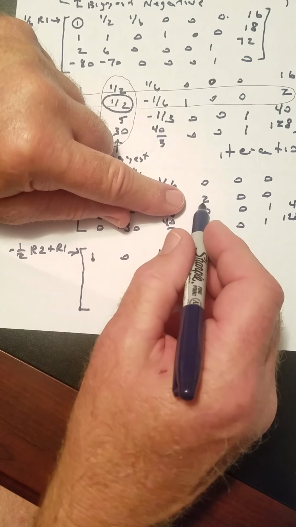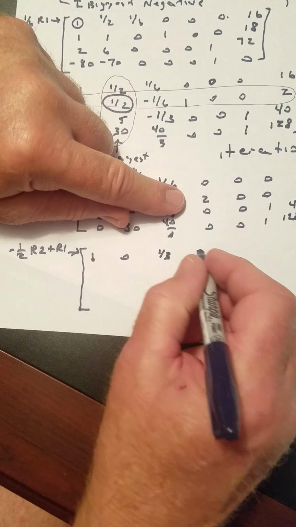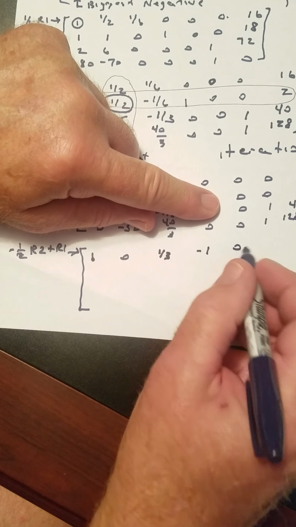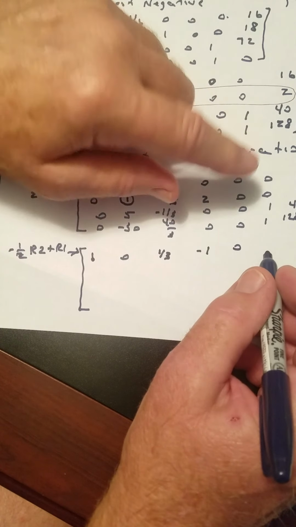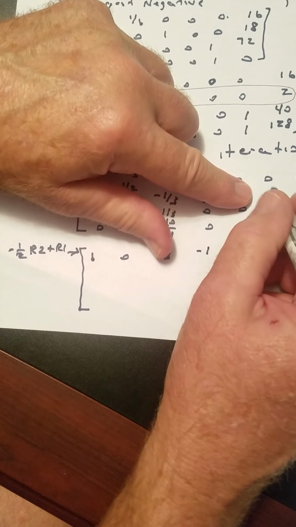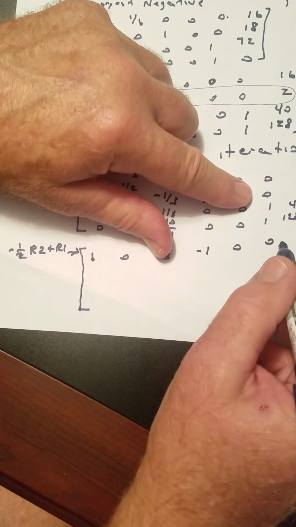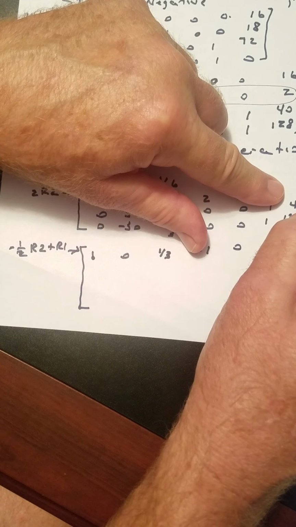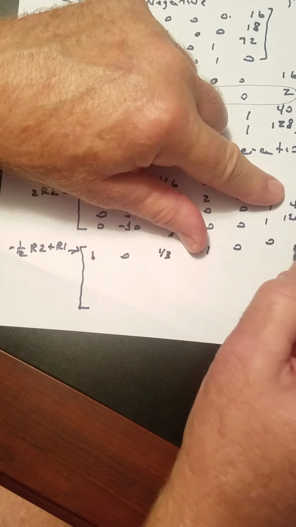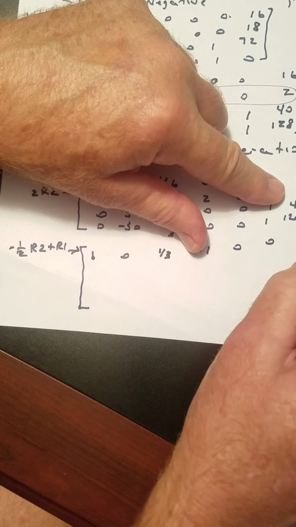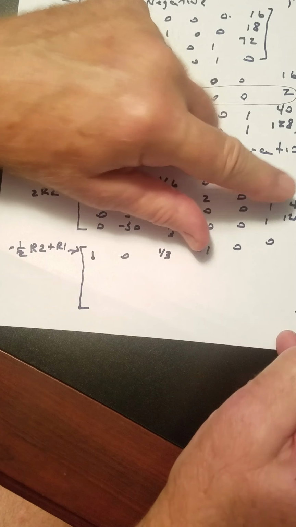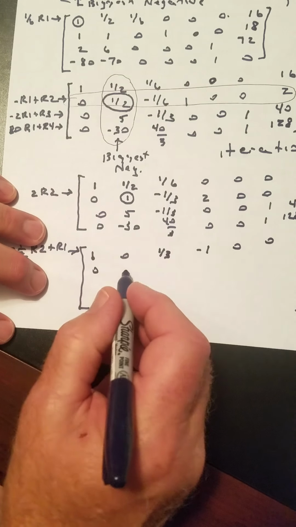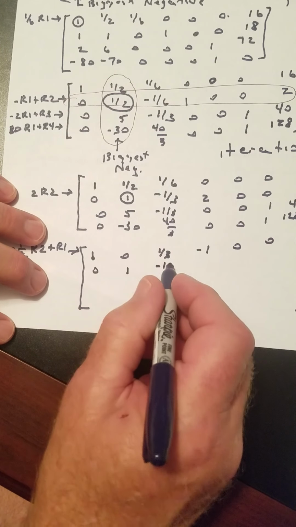Negative 1/2 times 2 is negative 1, plus 0 is negative 1. Negative 1/2 times 0 is 0, plus 0 is 0. Negative 1/2 times 0 is 0, plus 0 is 0. And negative 1/2 times 4 is negative 2. Negative 2 plus 16 is 14. Top row's done. Second row, all I'm doing is copying because it stays the same.